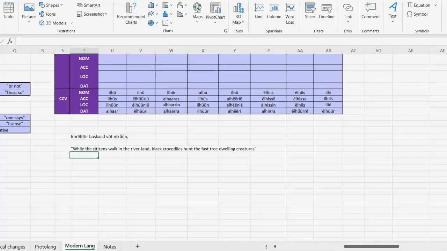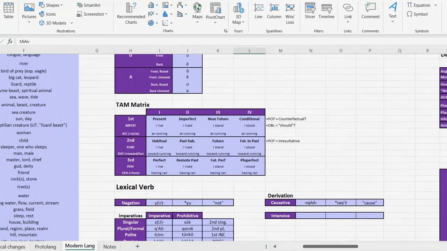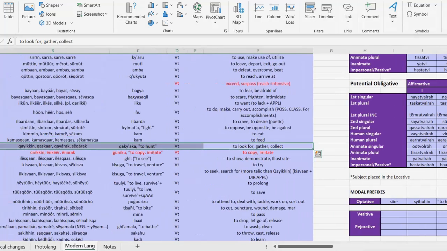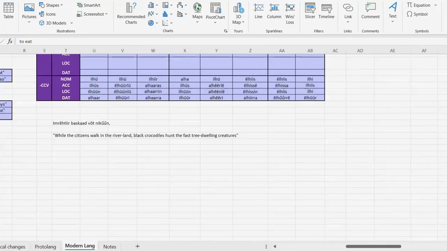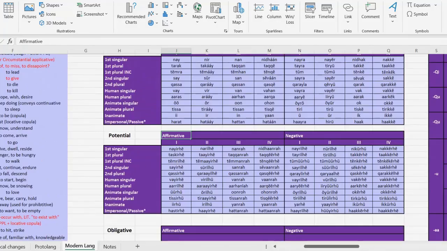Okay, then the second clause, we need the verb to hunt in the habitual. The habitual is form 1 combined with the second principal part. I've just realised I misremembered, we don't actually have a word for to hunt. We have this word for to gather that comes from an old word that means to hunt. But I guess that'll work just as well. So that's the second principal part. Okay, form 1 of the auxiliary. You know what? Let's just throw in a potential for the hell of it. The black crocodiles might hunt the fast tree-dwelling creatures.